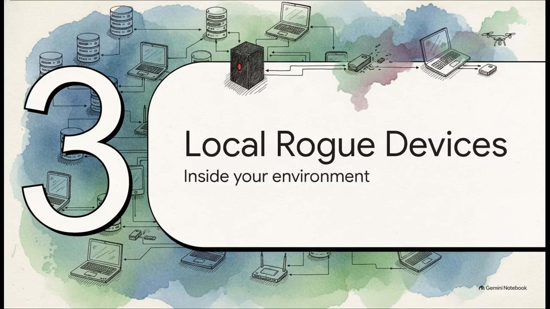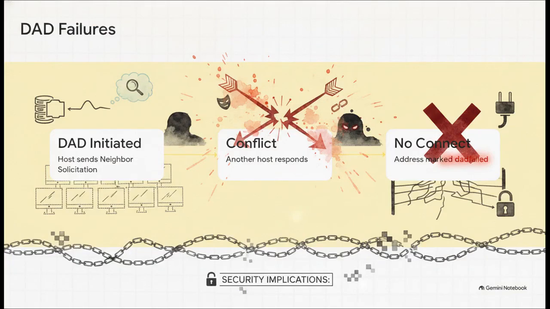Let's move to Section 3 and see how this builds into local network rogue devices. We're looking inside your environment now. Because IPv6 behaves so differently locally, it uses a process called duplicate address detection, or DAD, before it even allows a host to use a unicast address. Here's how that flows. A host sends a neighbor solicitation to tentatively claim an address. If another host responds, boom, a conflict is instantly flagged and the address is marked as DAD failed, locking it out with zero connectivity.